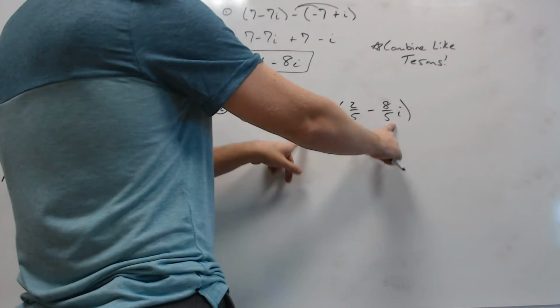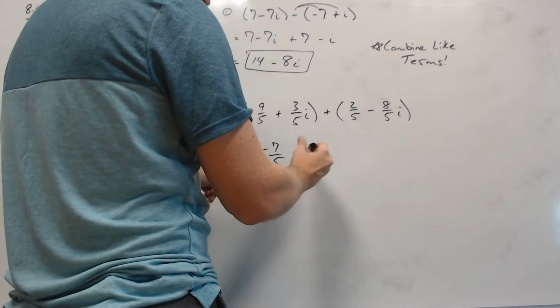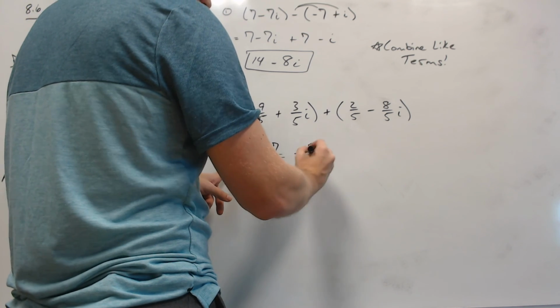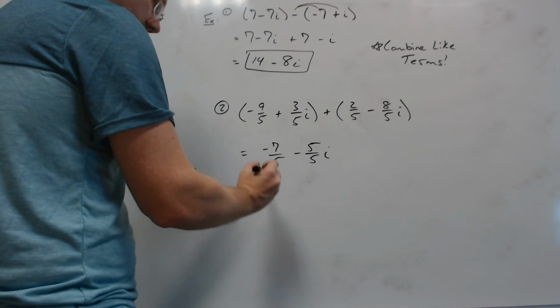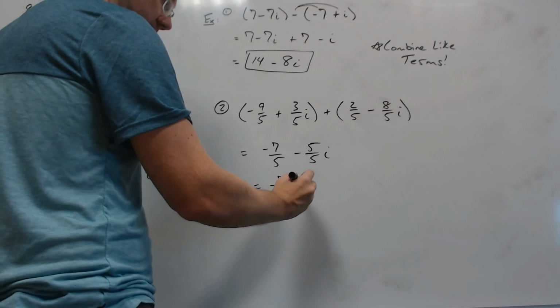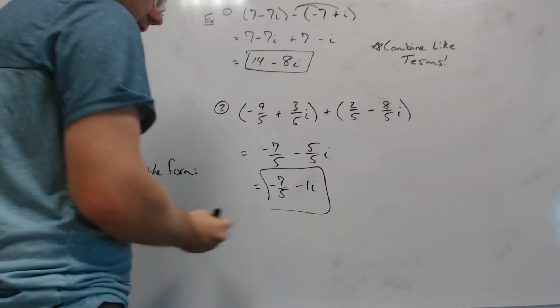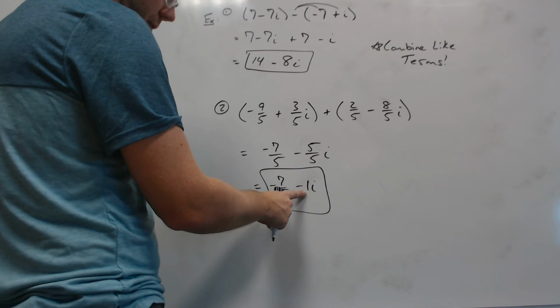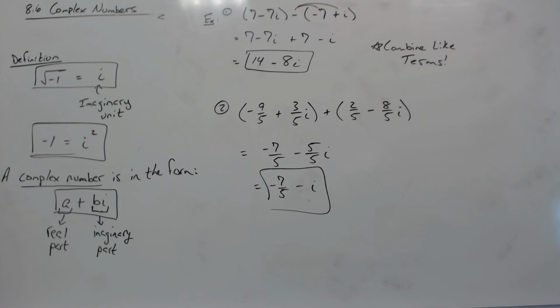All right, combine my imaginary parts. 3 minus 8 would be negative 5 over 5i. The only other thing I can see doing in here is I can reduce that to 1. So negative 7 over 5 minus 1i. And if you're asking, do I need to put the 1 there? No. Just saying i is just like just saying x is considered 1x, it's considered 1i.